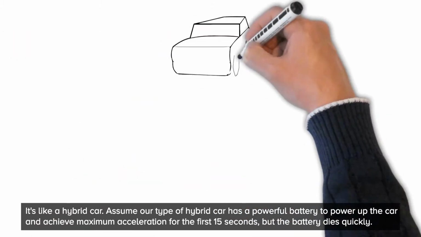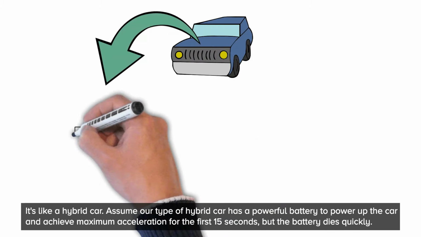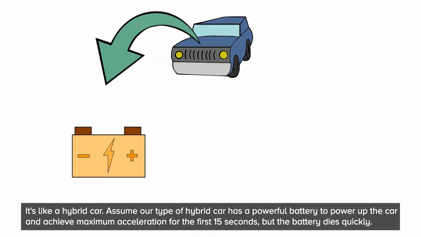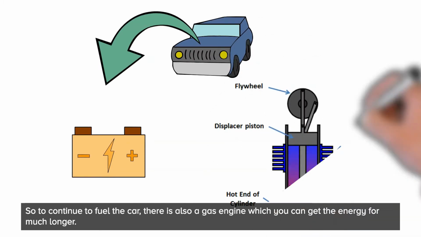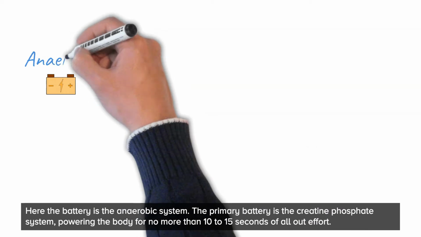It's like a hybrid car. Assume our type of hybrid car has a powerful battery to power up the car and achieve maximum acceleration for the first 15 seconds, but the battery dies quickly. So to continue to fuel the car, there is also a gas engine, which you can get the energy from for much longer. Here the battery is the anaerobic system.